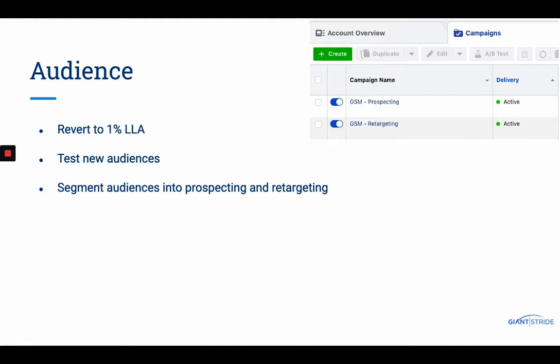So to conclude audiences, the reason why you want to separate it out like this is you just want to make it as easy as possible for the algorithm to access your campaign data. So it's going to be like, okay, look, I know that this campaign is specifically for prospecting, so I'm going to optimize it accordingly. And this campaign over here is for a much warmer audience, so I'm also going to optimize that accordingly.